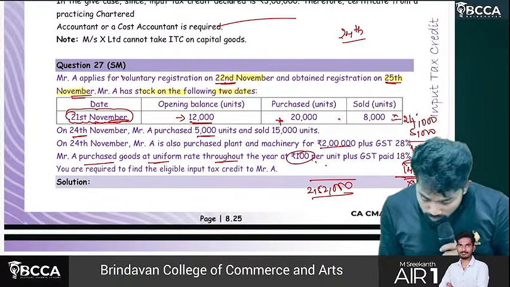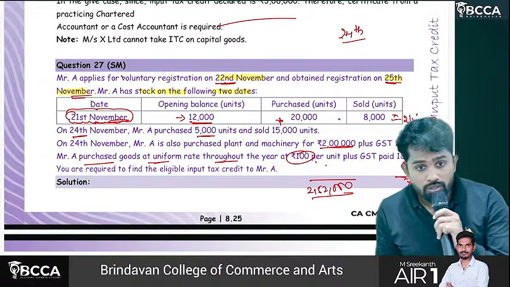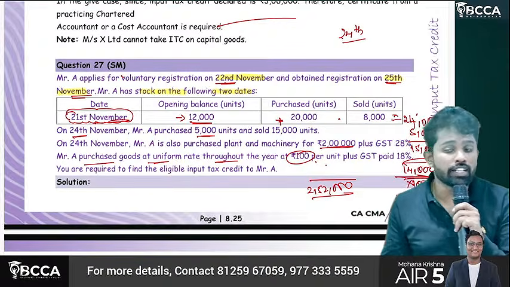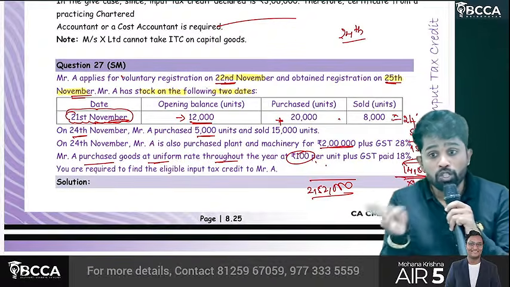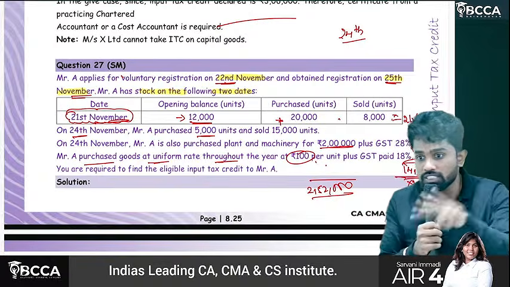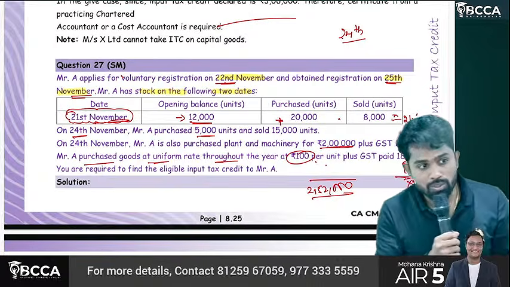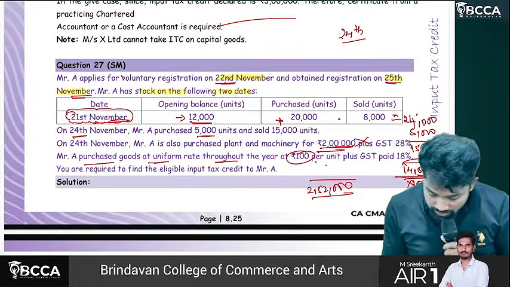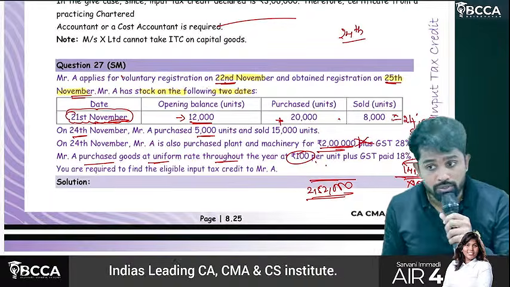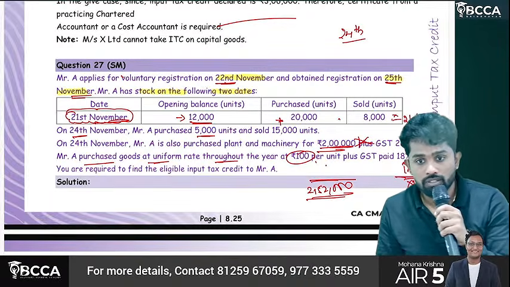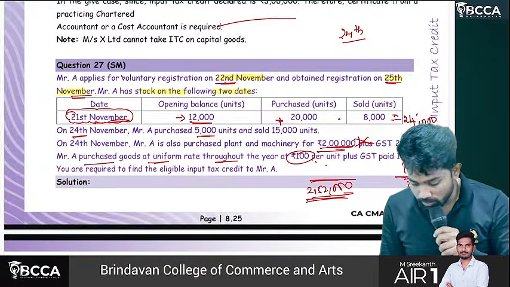Sir, can they avail capital goods related ITC? No, sir. Capital goods related ITC is available only when they shift from composition to regular or taxable to exempted. In the unregistered to registered case, ITC on capital goods is not available. So only 2,52,000 is available.